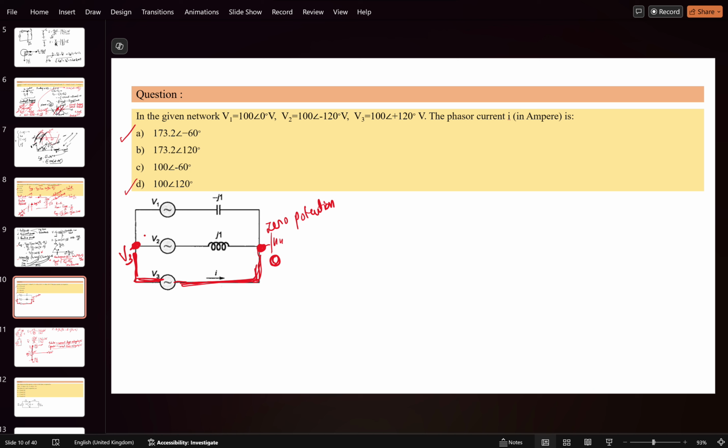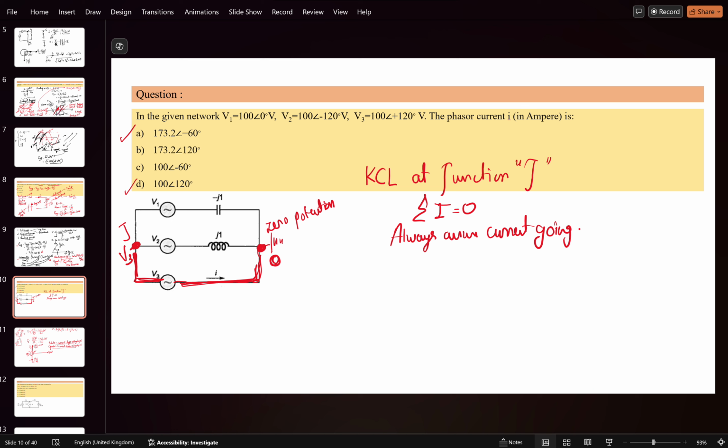Let's apply the KCL at junction, suppose this is junction J. It means that summation of I is equal to 0. In the first tutorial session, I told you one trick: always assume current going outside of the circuit, outside at the junction, whatever the circuit is there.